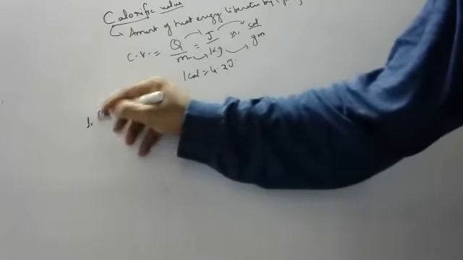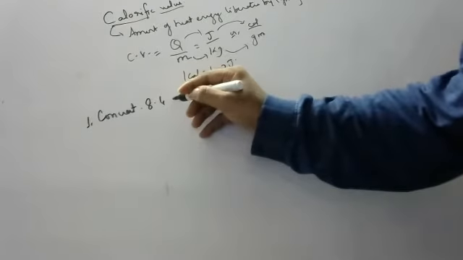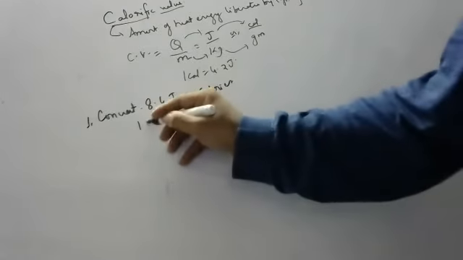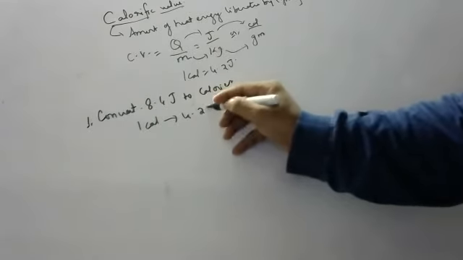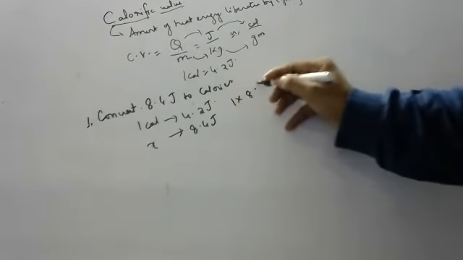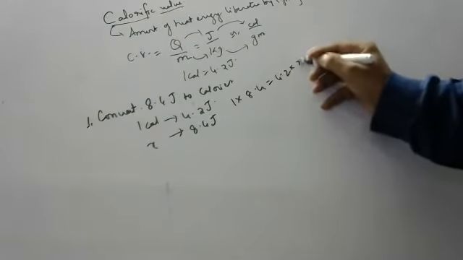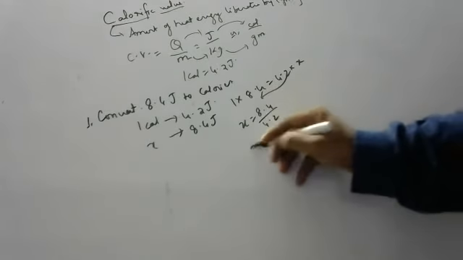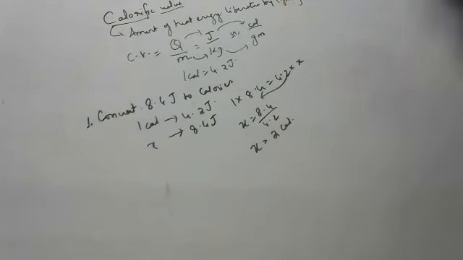Okay, children. So now this kind of question will come: convert 8.4 joules to calories. Yesterday I told you, again I'm saying: 1 calorie is equal to 4.2 joules. So 8.4 joules is equal to how many calories? Go for cross multiplication. 1 into 8.4 is equal to 4.2 into x. This will go down. x is equal to 8.4 by 4.2. x is equal to 2 calories. Like this you can do, children.